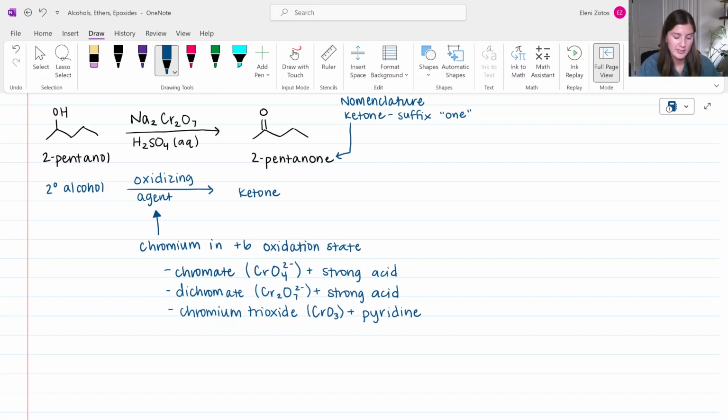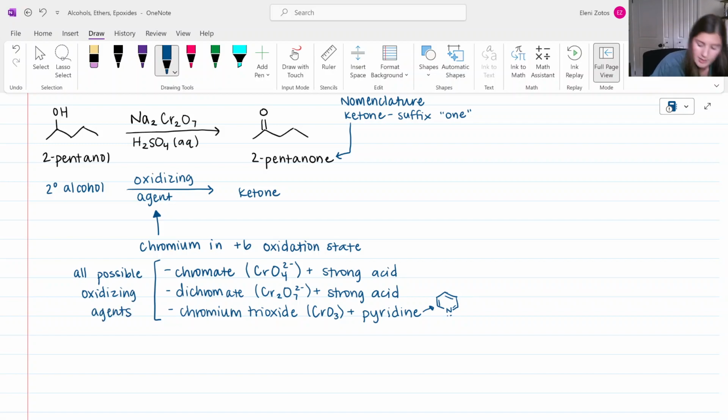Pyridine is a 6-membered ring, looks like benzene, but one of the carbons is a nitrogen. So I'll draw that kind of small right here. Okay, so that's pyridine. So all three of these are possible oxidizing agents. And in the example with 2-pentanol, we use dichromate and H2SO4 as the strong acid.